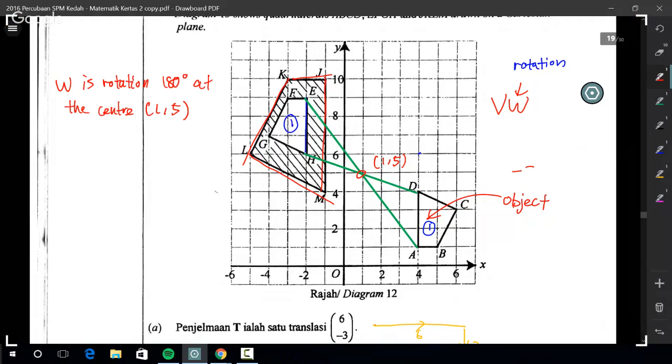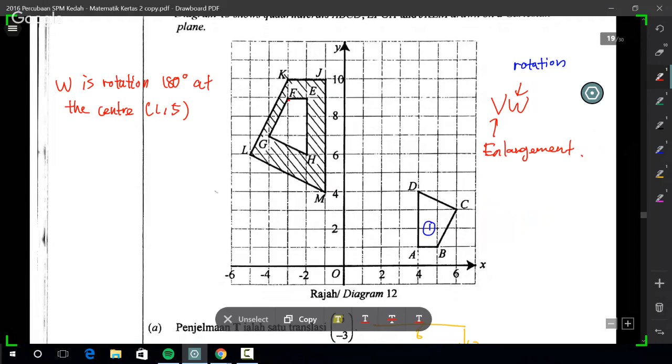After the rotation, the second transformation we know is definitely enlargement, because it's very obvious the object becomes bigger. For enlargement, you have to find the center point and the scale factor. Scale factor is very easy to get. If F to E is considered 1 unit, then K to J is 2 units. 1 unit becomes 2 units. The scale factor is 2.